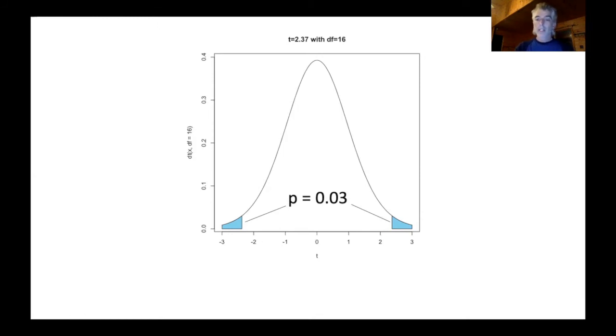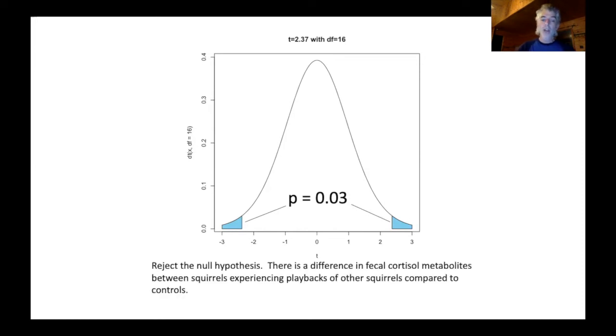0.03. So because this value falls below our typical alpha level of 0.05, we would then reject the null hypothesis and conclude that there is a difference in fecal cortisol metabolites between squirrels experiencing playbacks of other squirrels compared to controls that experienced playbacks of chickadee calls.